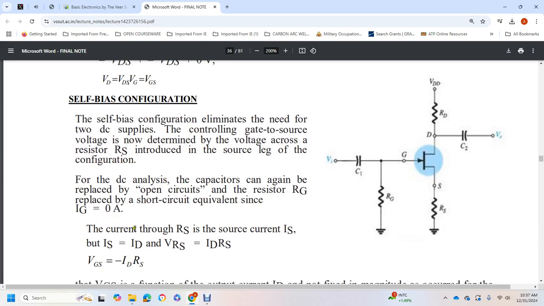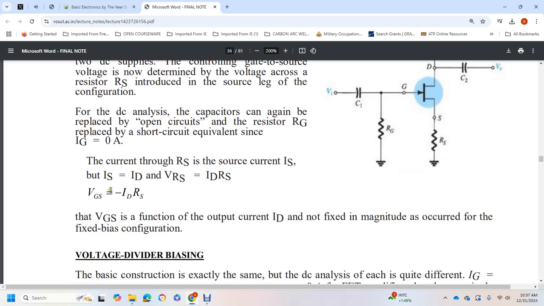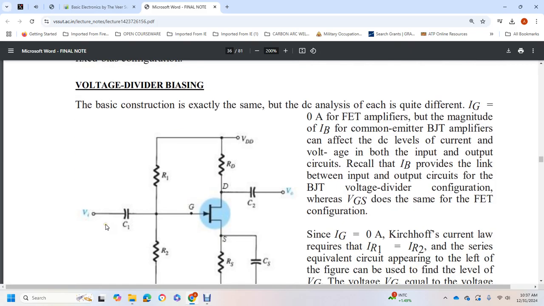The gate current IG is 0 amps. The current through the source resistor is the same as the source current, which equals the drain current ID. So VRS equals ID times RS, and the gate-source voltage VGS equals negative ID times RS. VGS is a function of the output current ID and is not fixed in magnitude, in contrast with the fixed bias configuration.